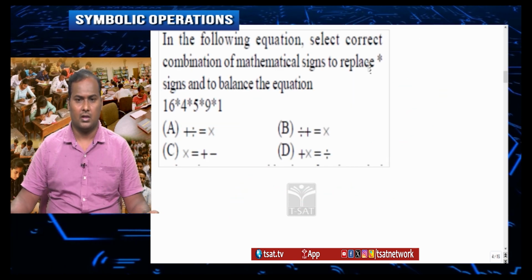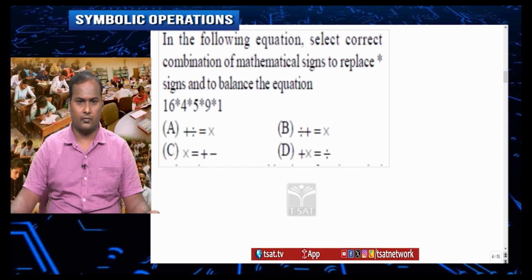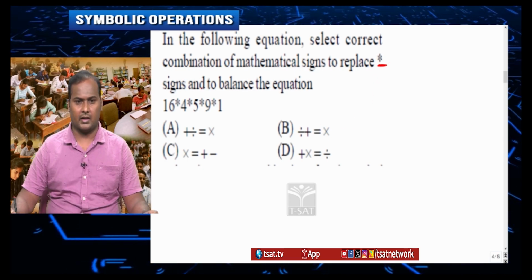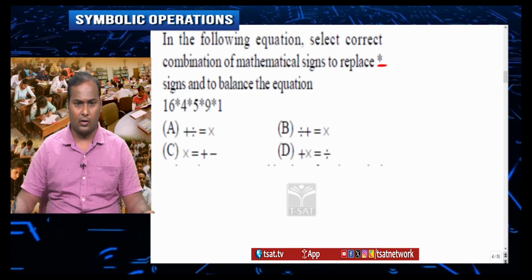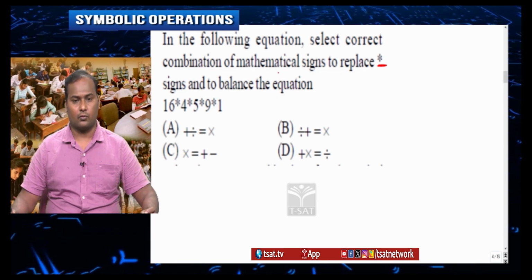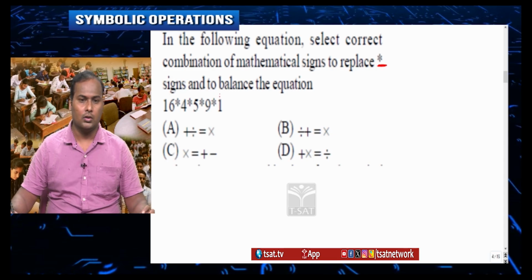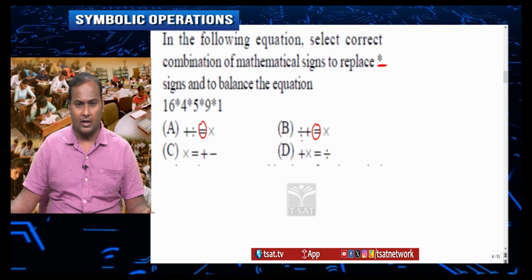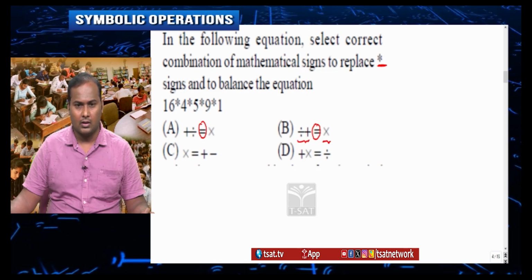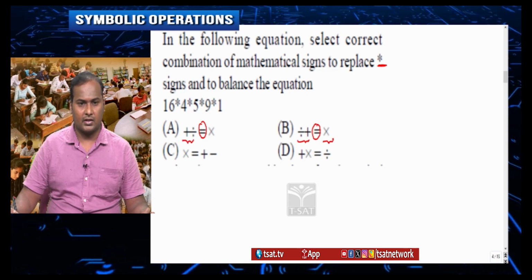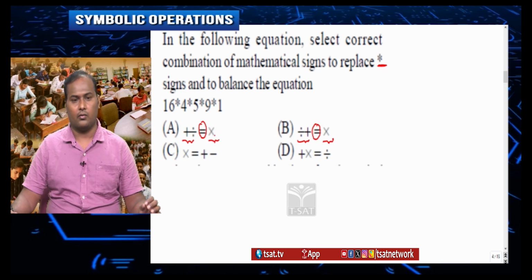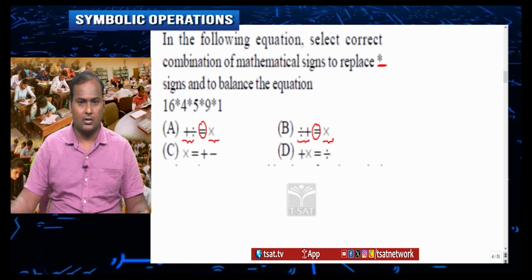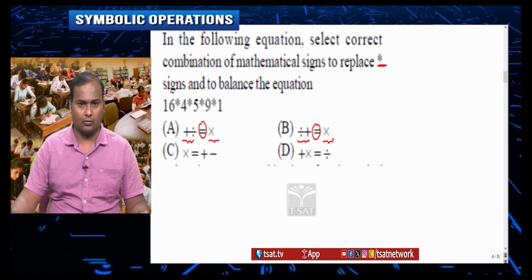In the following question, select the correct combination of mathematical signs to replace the star symbol or star sign, and balance the equation, and you have to perform the equation. In this type of question, if you observe the options, what is the clue? The clue is equal to. Whenever equal is there in between, the left hand side should be equal to the right hand side. So here also the left hand side should be equal to the right hand side. From here onwards you have to focus on the left hand side and right hand side of that equal symbol. So let's try to perform the operation now.